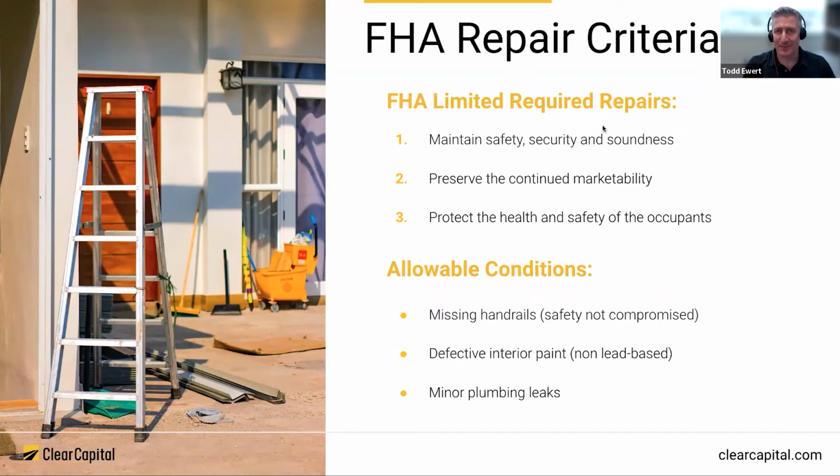There's a big difference between a shower drain dripping in the middle of a crawl space and standing water up against the foundation. Now, the latter, of course, would be a preservation and continued marketability issue. But the former, a minor plumbing leak, whether it's under the sink or dripping under the foundation, is perfectly acceptable.